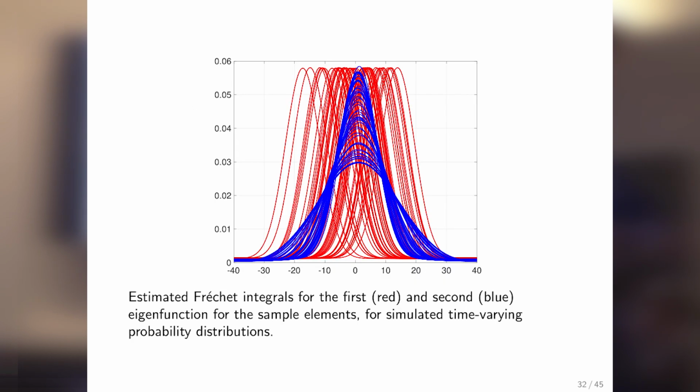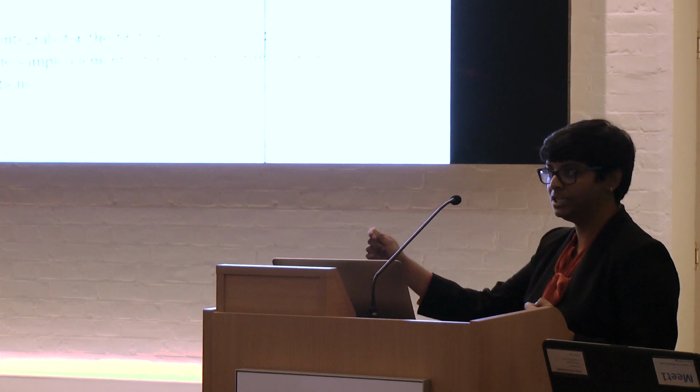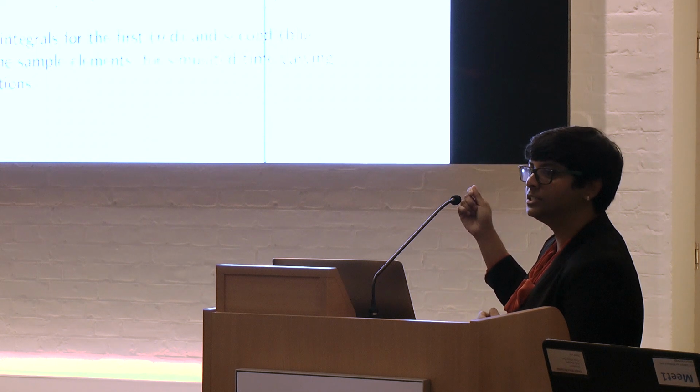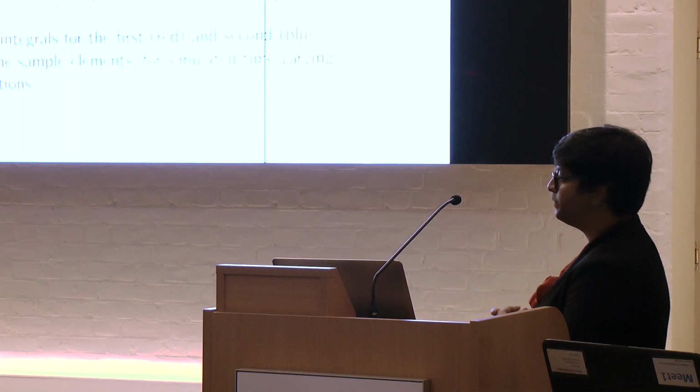But what's more interesting is how the Fréchet integrals look in this case. So I'm going to take some time here to explain what the red curves and the blue curves are. Here we plotted the Fréchet integrals for a sample of size 50. So we have 50 red curves and 50 blue curves. Each of the red curves is a Fréchet integral of a sample of distribution-valued trajectory with respect to the first eigenfunction. So they are the first principal components in the object space.